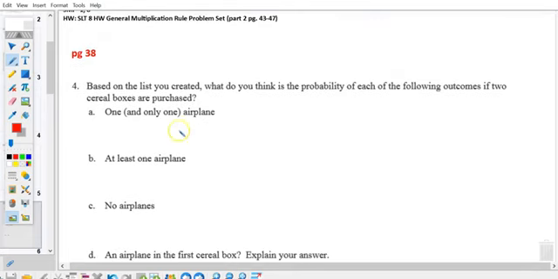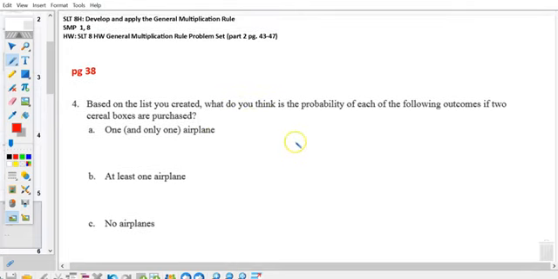Based on the sample space that we created, what do you think the probability of each of the following outcomes is if 2 cereal boxes are purchased? So pause the video here, look at your sample space, and answer all of number 4, parts A through F.